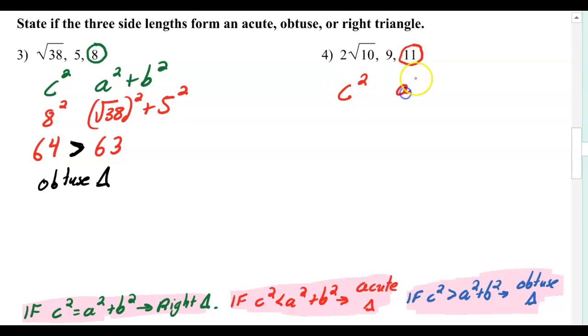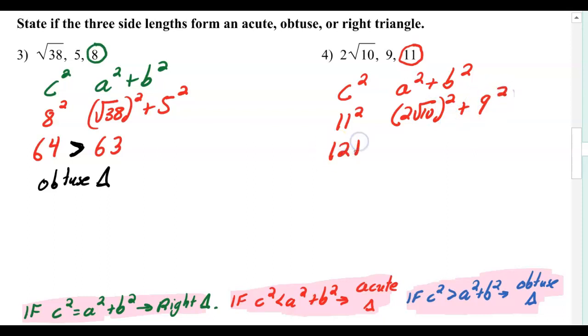I'm going to write this down again. I'm going to substitute the values. I want to compare these two. So I know 11 squared is 121.